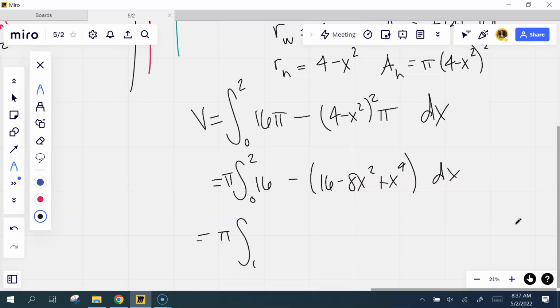This just becomes a lot of algebra now. 16 and 16 are gone. This is 8x squared minus what? Okay, so this is 16 minus 16 plus 8x squared minus x to the 4. Because that subtraction sign distributes through there.